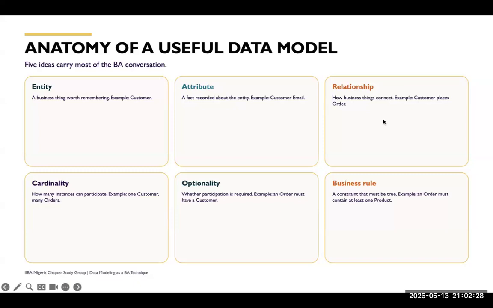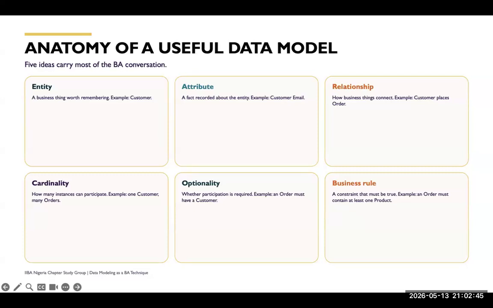All right. So I was at relationships and I hope that's clear. So we have two entities. We have customer, we have order. The relationship between them is that a customer would place an order, right?